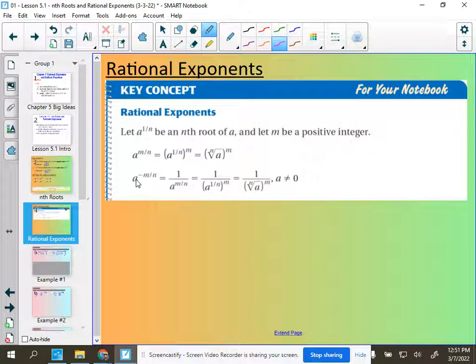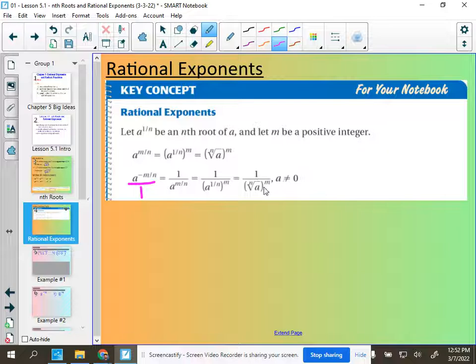So we can see here a to the negative m over n power. I say, hey, you know what? We can make that positive m over n anytime we want. I just got to change its location. Right now, this whole expression a to the negative m over n is taking place in the numerator of a fraction. So if I want to fix that negative, I say, no problem. Just bring it down to the basement. So now I've got 1 over a to the m over n power.